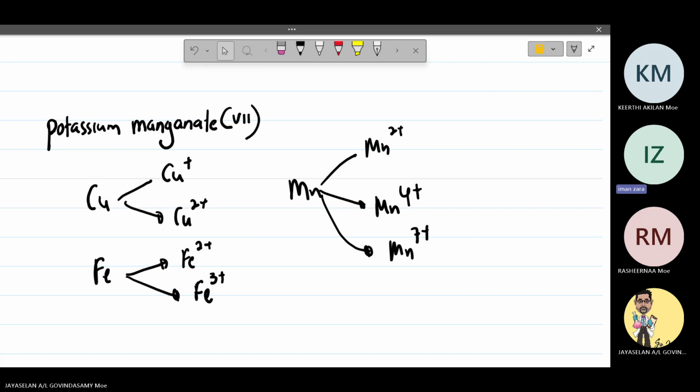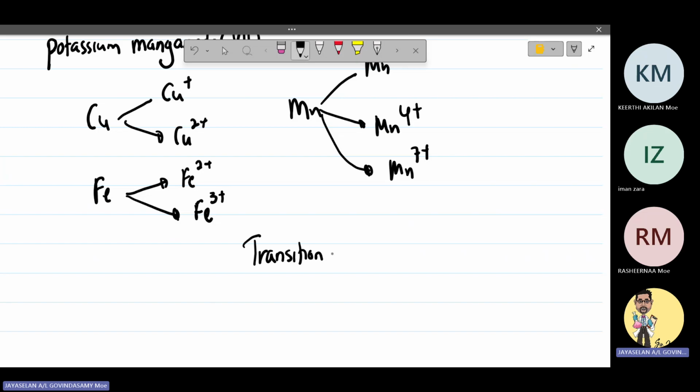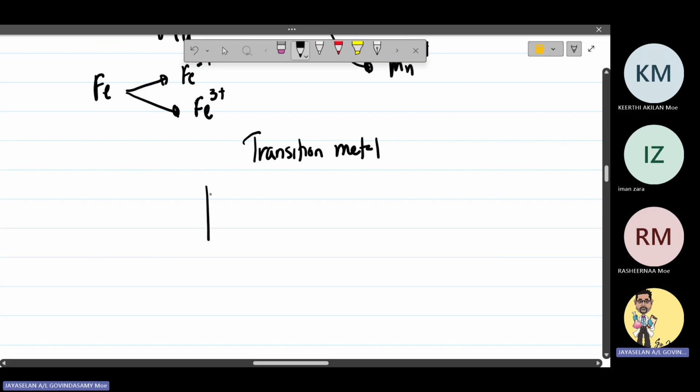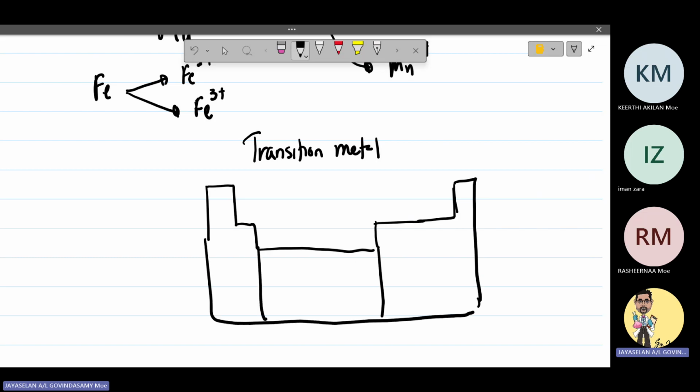Not sure, sir. Okay, not sure. Why? Write it down, because all these elements are known as transition metal. They are transition metal, you all know, right? Down here. Okay, transition metal. I want you to copy this, anywhere there is empty space. Transition metal is here. The iron, copper, manganese, chromium, all are transition metal.